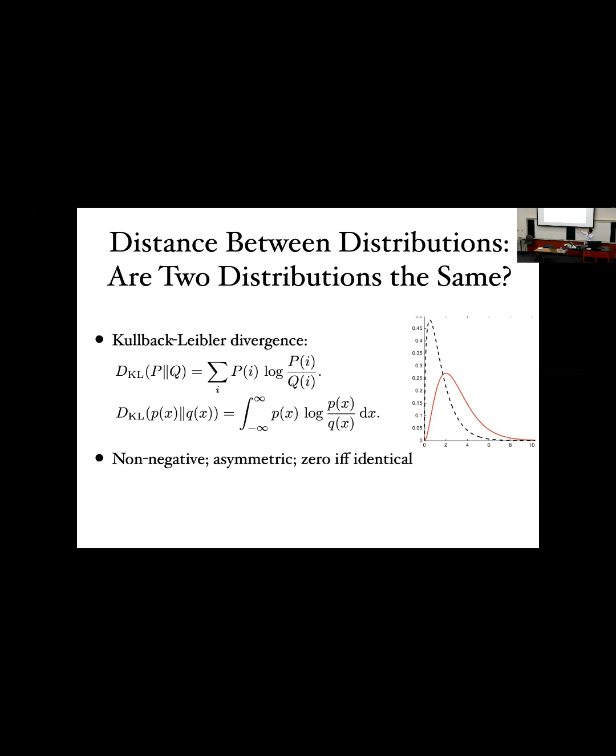Now, for this measure, there's a very good thing. We know that this divergence measure is non-negative, and that it is zero if and only if the two distributions are identical. That's good.